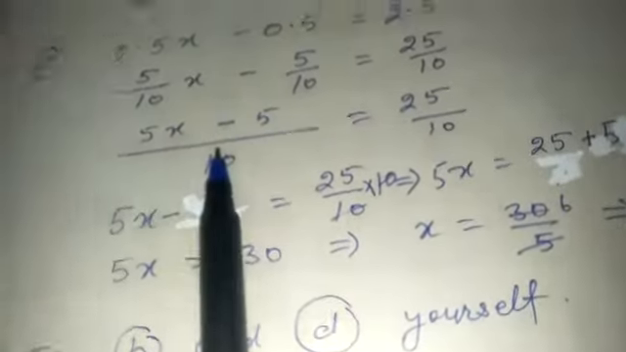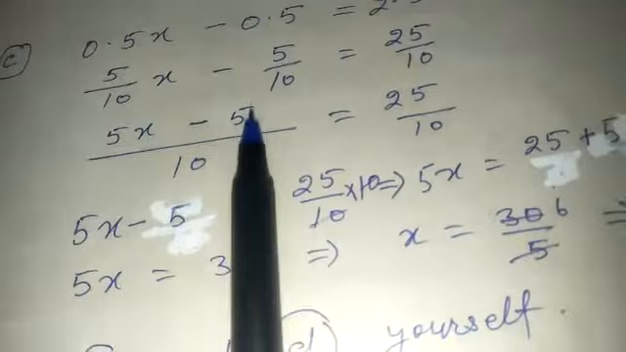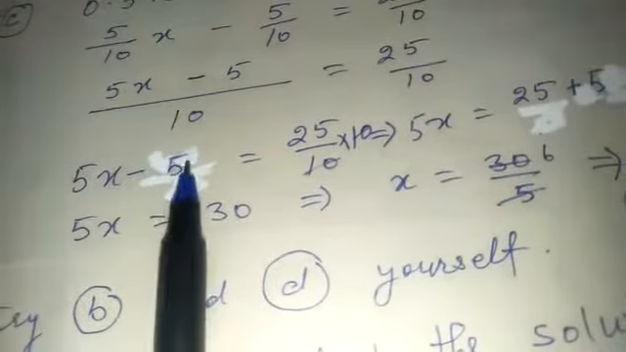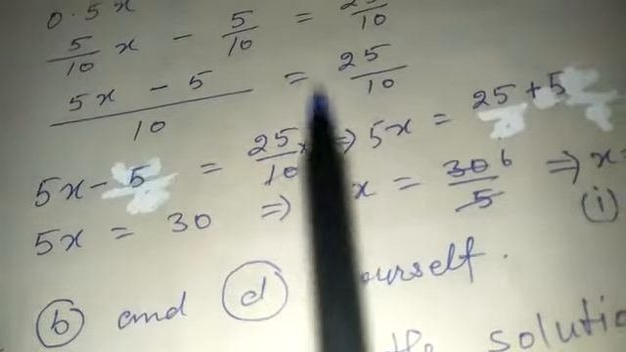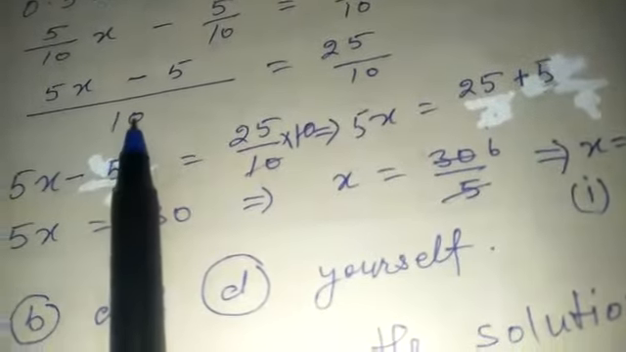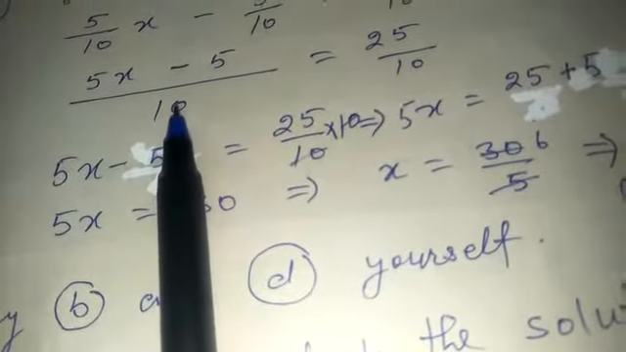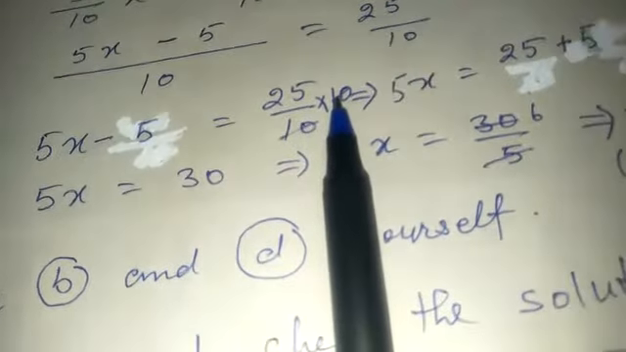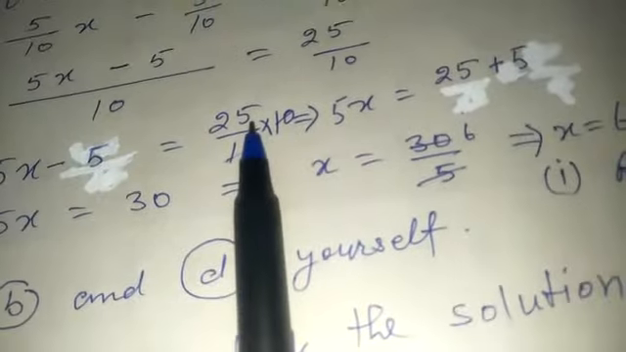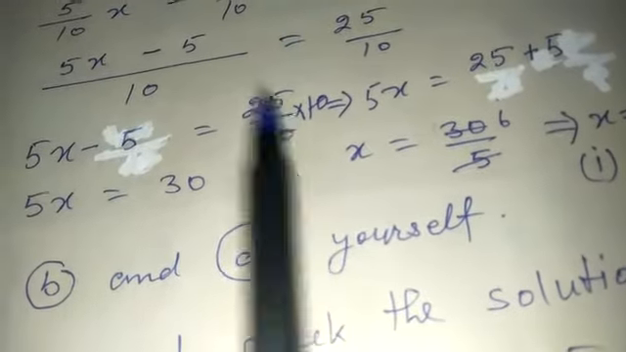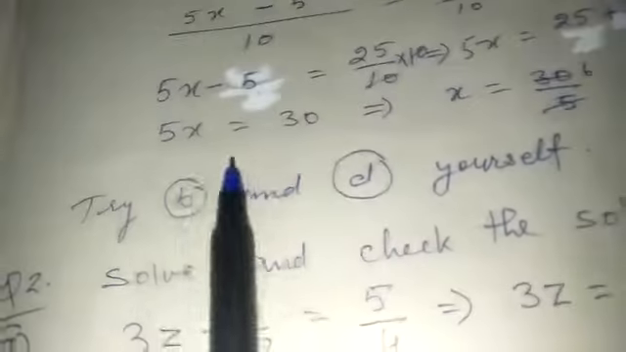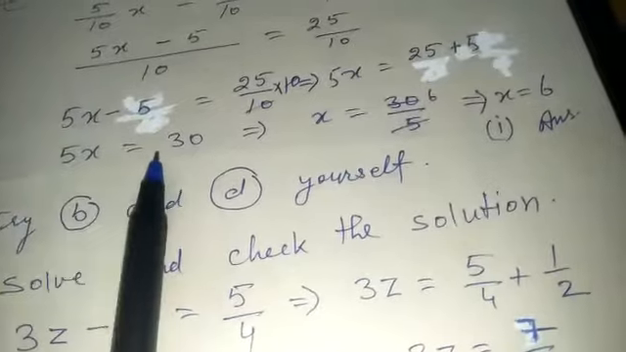Taking 10 as LCM, you will get 5x minus 5, and this one is 25 by 10. Then 5x minus 5 is equal to, shift this 10 this side, because it is divided here. 5x minus 5 divided by 10, so there should be multiply by 10. So 5x minus 5 is equal to 25. So take this 5 this side. So 5x is equal to 25 plus 5. 5x is equal to 30.